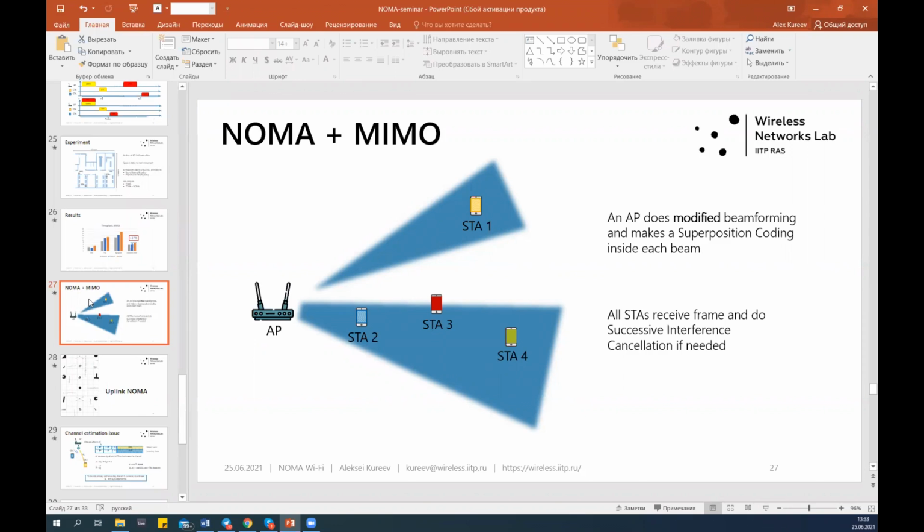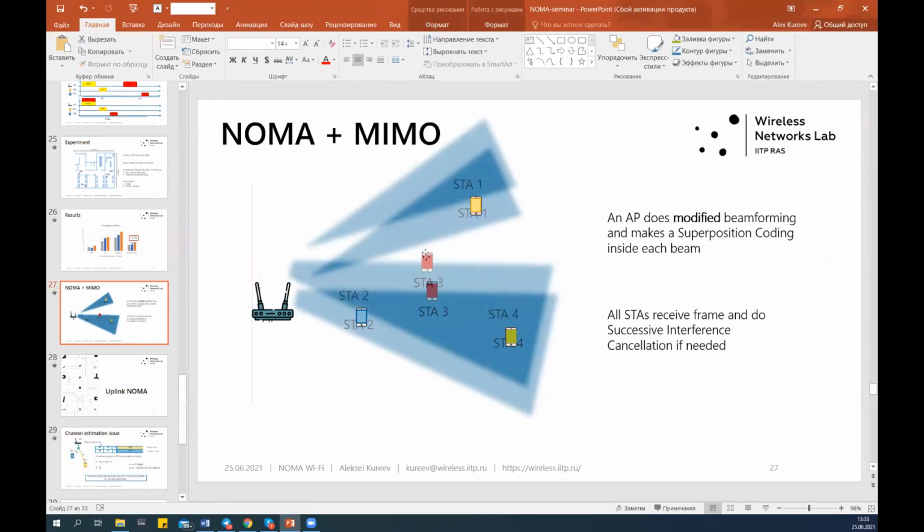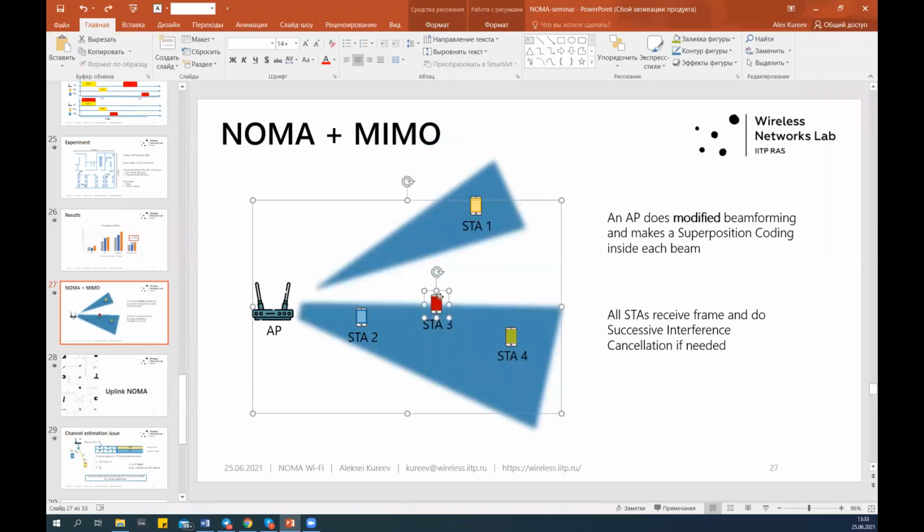So I received another question from Aleksey. Can you clarify why exactly NOMA for the MIMO case is not that effective? If we consider the situation when we want to use NOMA plus MIMO, for example, let me just draw it live, just for clarification, to describe this case.